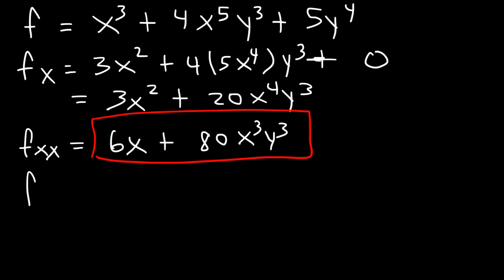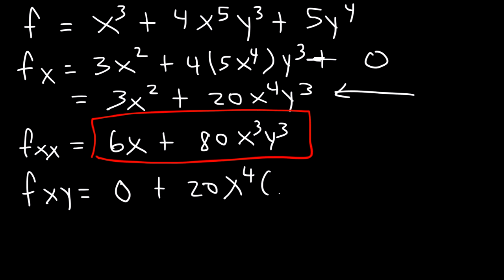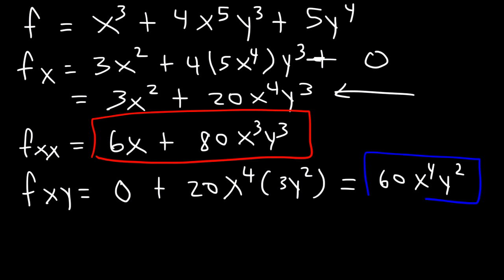Now let's find fxy. So let's differentiate this function with respect to y. 3x squared will become 0, and the derivative of y to the third is 3y squared. So this is 60x to the fourth y squared. And so that's it for this one.